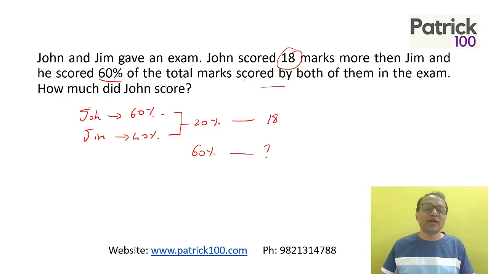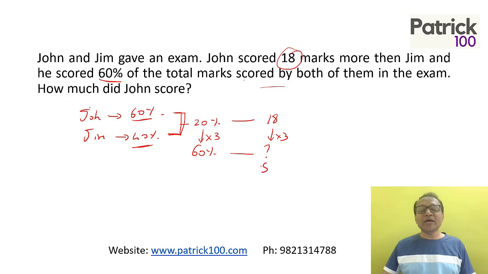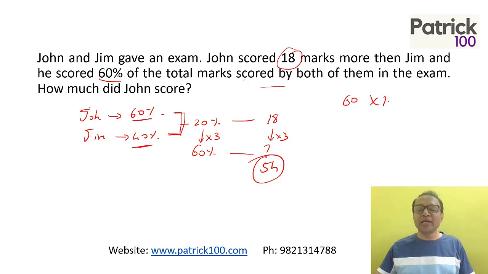If you look at the difference of John and Jim, John is 60%, so automatically Jim is the remaining 40%. Difference is 20%. 20% stands for 18. So 60% is how much? 60% is what John scored. This is times 3, so this will also be times 3. So 18 threes are 54. If you understand the concept, you don't even have to write. You can directly make out 60, 40, 20. 20 stands for 18. 60 will be how much? 20 threes are 60, so 18 threes are 54. You'll get the answer. Obviously, you can cross multiply also: 60 into 18 upon 20 will still give 54.